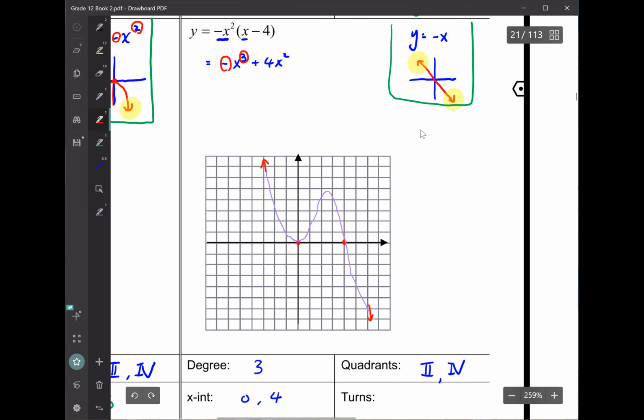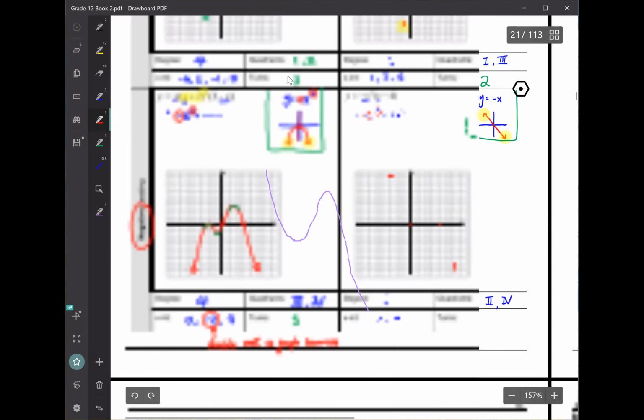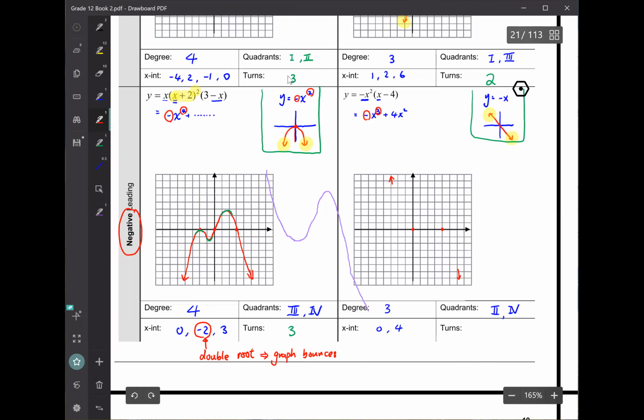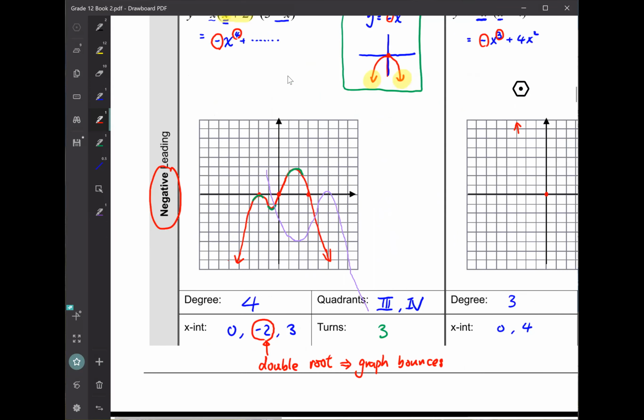For the graph on the left side, we talk about bouncing, right? Bouncing the curve, bouncing the graph. What was the rule? Double root? Yeah, if you get a double root, whenever you get a double root, the graph should bounce. Okay, so let's go back to here.